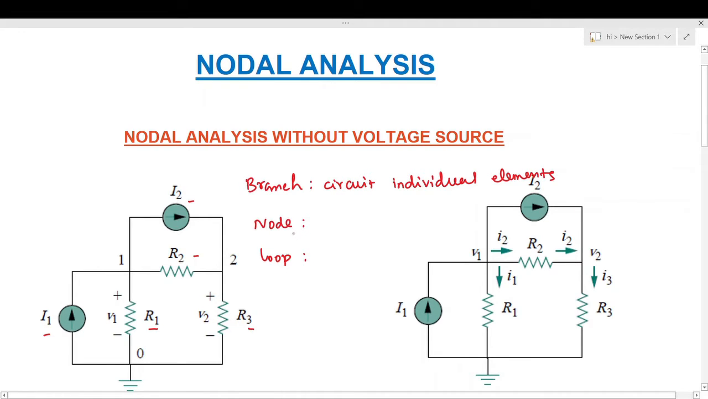Okay, next, node. What is a node? A node is the point of connection between two or more branches. Assume that this is one branch R1 and this is another branch, that is R2, and the connection of these two branches is called a node. So we can write: a node is a connection of two or more branches.